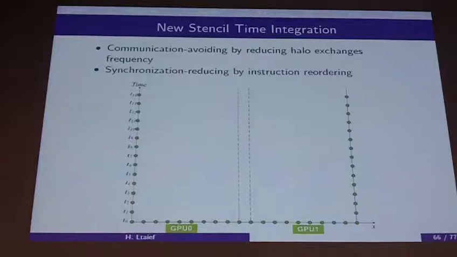So the idea is that you want to introduce some communication avoiding, by reducing the halo exchange frequency. In terms of data volume, it's going to be exactly the same volume that you're going to communicate between two GPUs, except that you're going to win in latency. So the idea is that you do some instruction reordering.